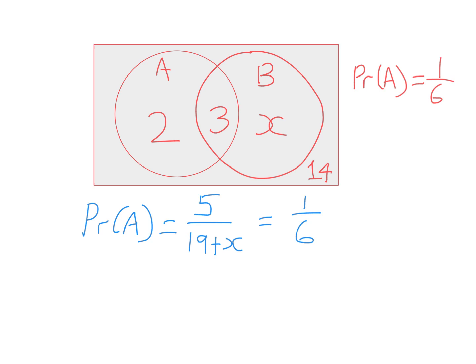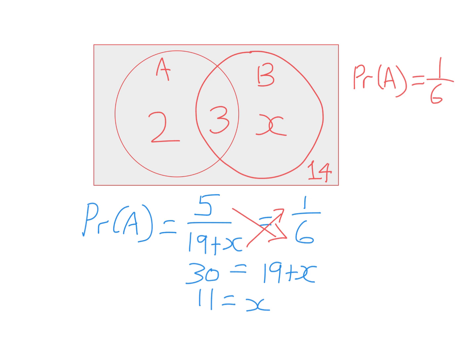So let's go through and solve this equation. We learned how to solve these earlier in the year. What you do is cross multiply that by that, that by that. So I go 5 times 6 is 30. 1 times 19 plus X, well, that's just 19 plus X. Now I'm just going to subtract 19 from both sides. I get 11 equals X. 11 goes here because then we will have the probability of A is 5 over 30, which is 1 over 6.